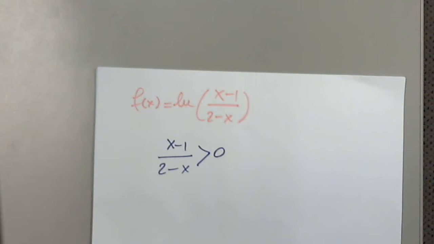Now I have to ask myself the next question. How do I solve a rational inequality? What do I have to do to solve the rational inequality? What is the procedure? Equals to 0. No, this is an inequality. It's rational.